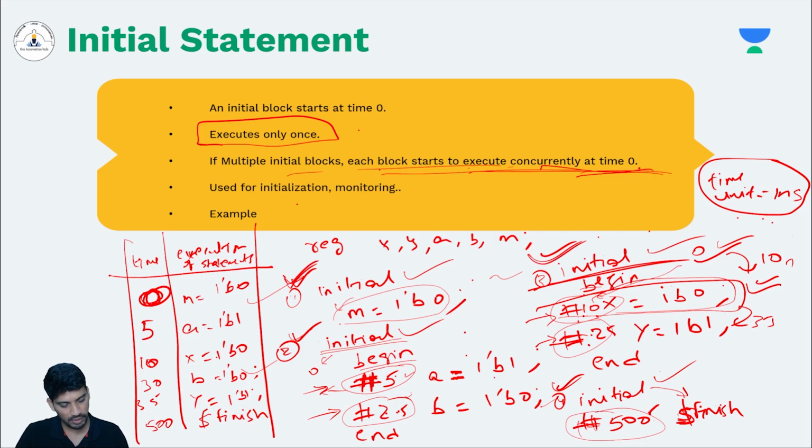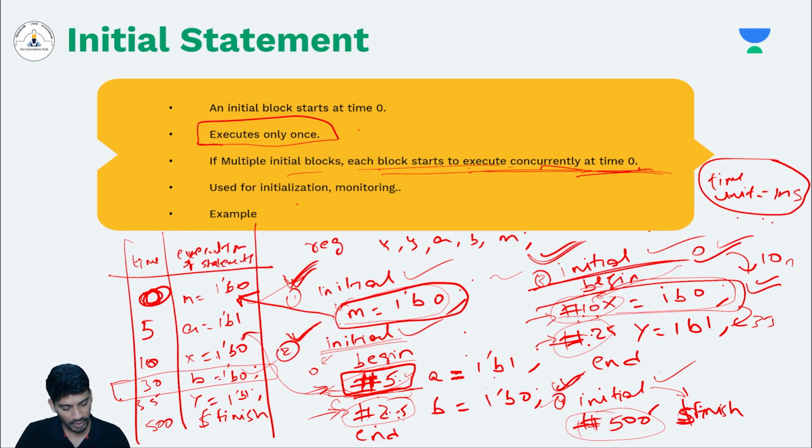All the initial blocks will start at time equals 0. If there is no delay element inside the statements, then the statement will execute at time equals 0. That is what happened to M. M is executed at time equals 0. Since there is a delay, 5 nanoseconds of delay is there for A. So after 5 nanoseconds, A is executed, and after executing A, we have a 25 nanosecond delay.